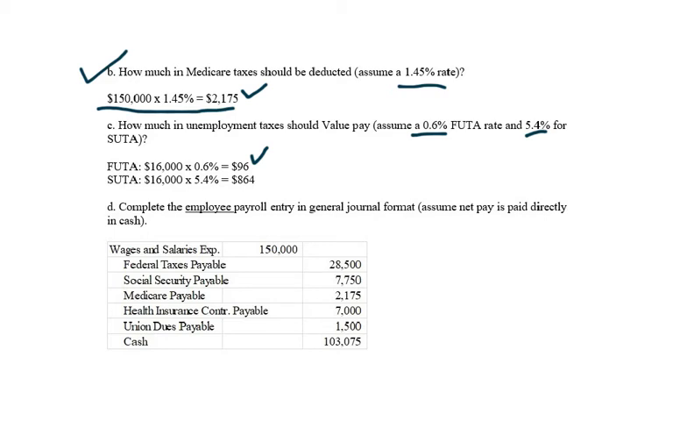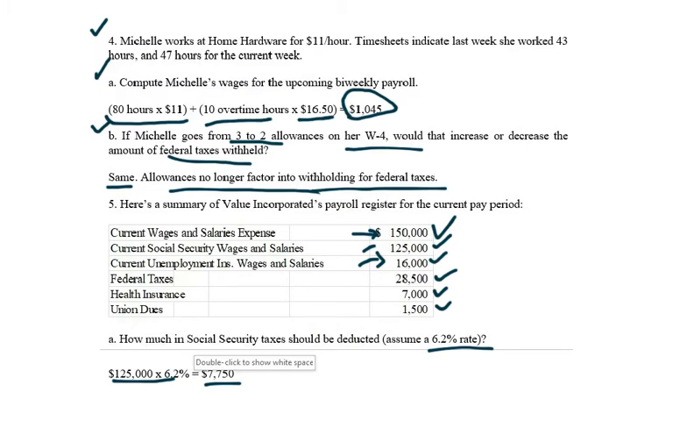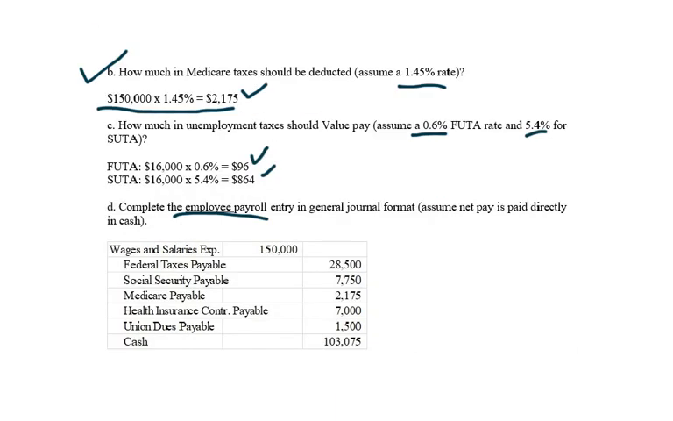So it's going to be $16,000 at 5.4, so $864 there. So first step we're going to complete here is the employee payroll entry, and that's the one that's a little bit more complicated. Again, whatever this number is always going to be your base debit to wages and salaries expense. Usually that's your one debit. Everything else is a bunch of credits to various payables.